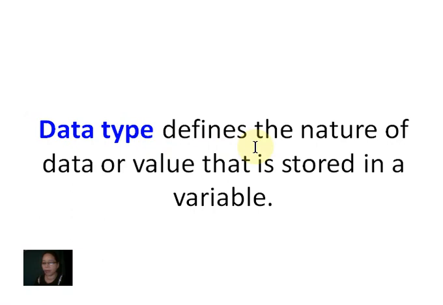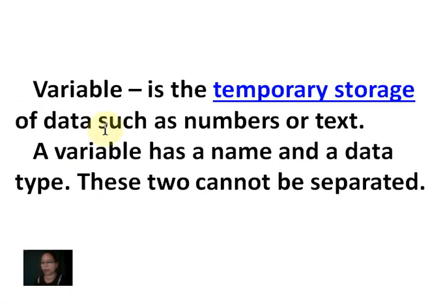Data type defines the nature of data or value that is stored in a variable. Before we proceed to the discussion about data type, let me start with the idea of what is a variable. Keep in mind, variable is the temporary storage of data such as numbers or text. A variable has a name and a data type. These two cannot be separated.